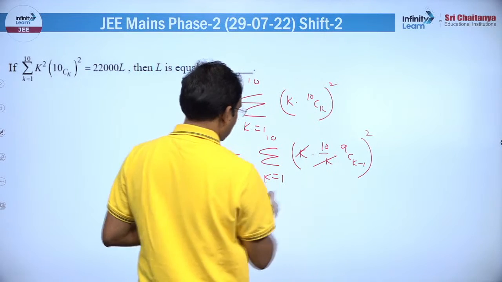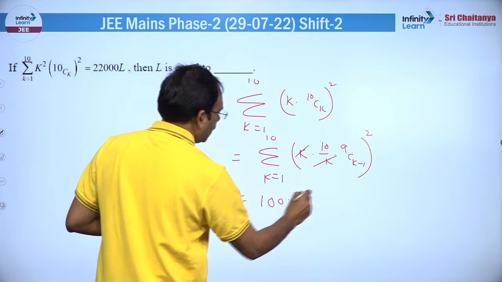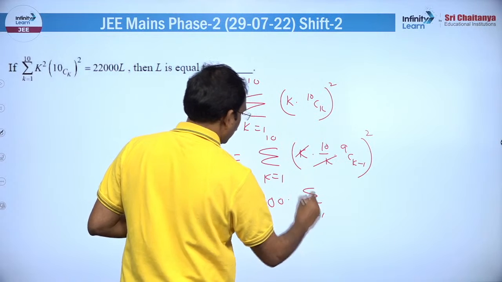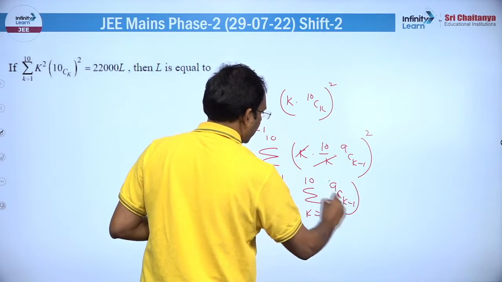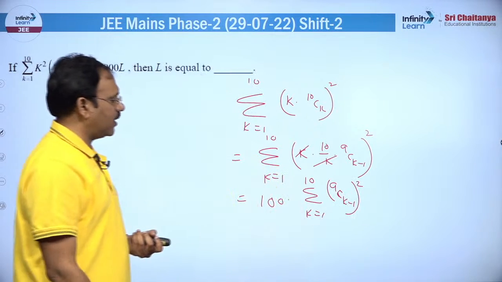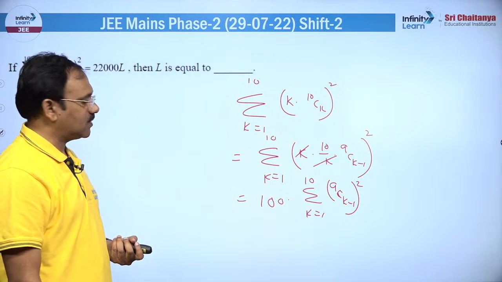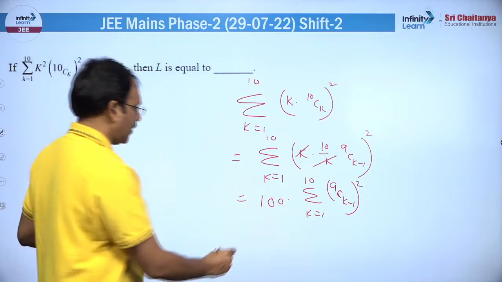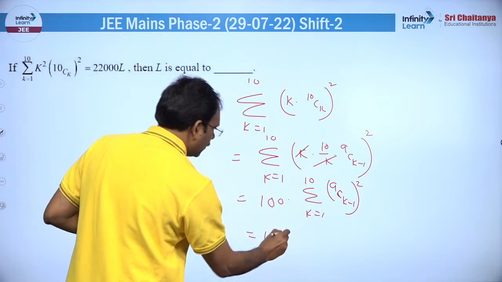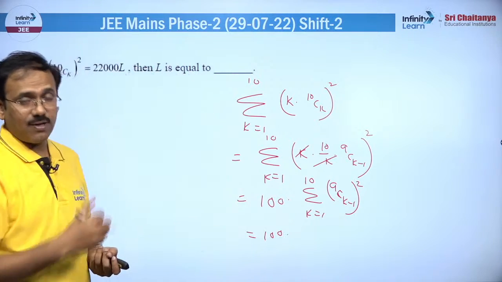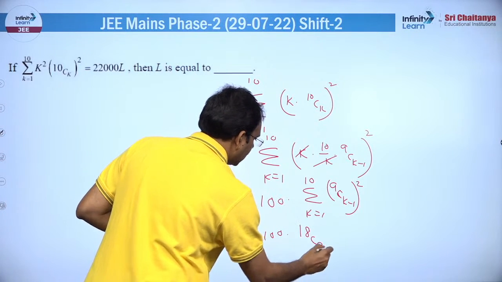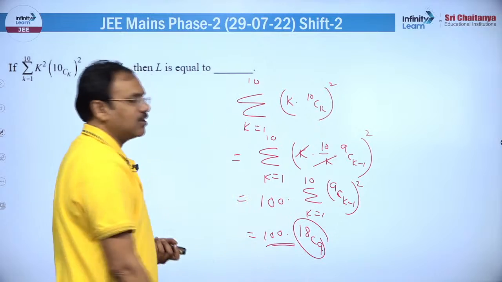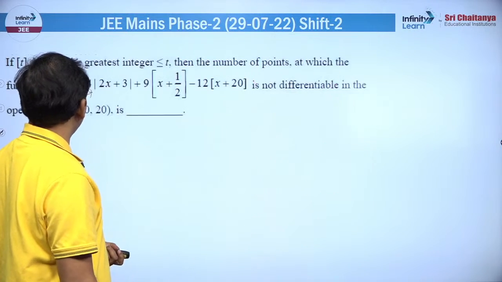K got cancelled, 10 square is 100 into sigma k is equal to 1 to 10 of 9 C k minus 1 whole square. If you just put it, what will you get? 9C0 square plus 9C1 square up to 9C9 square. This is 100 into, you see, C0 square plus C1 square plus up to Cn square is 2nCn, that is 18C9. You just compute 18C9 into 100, that gives the answer, my dear friends.